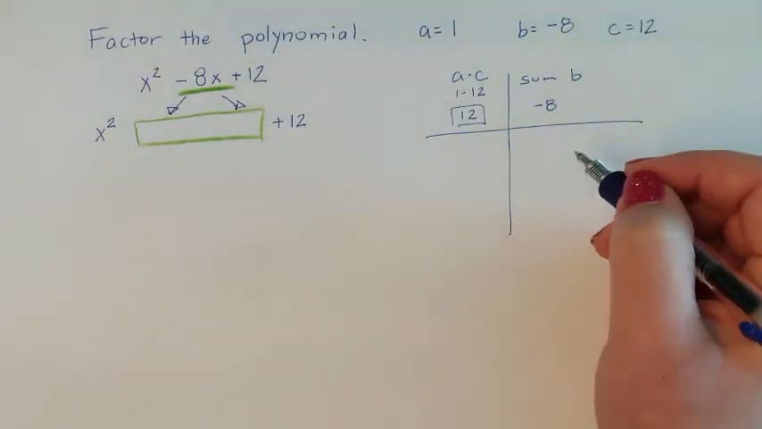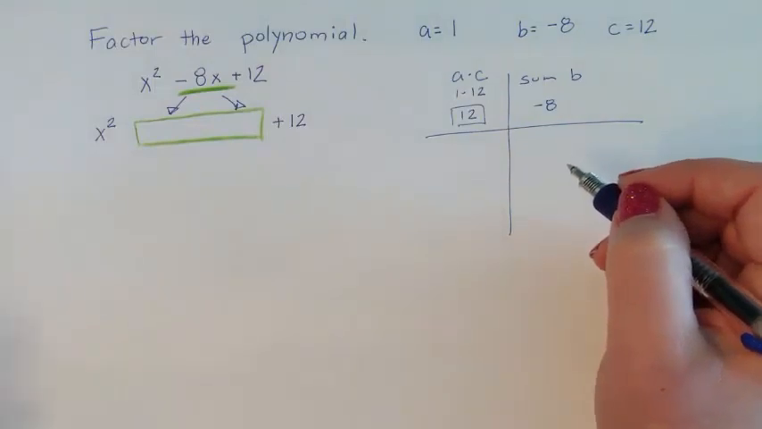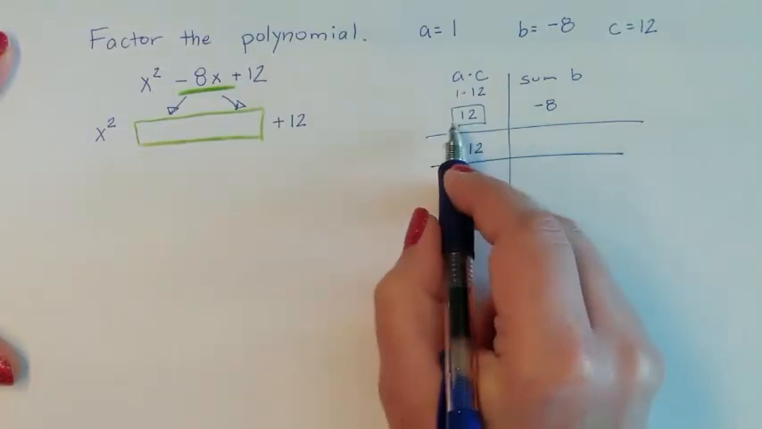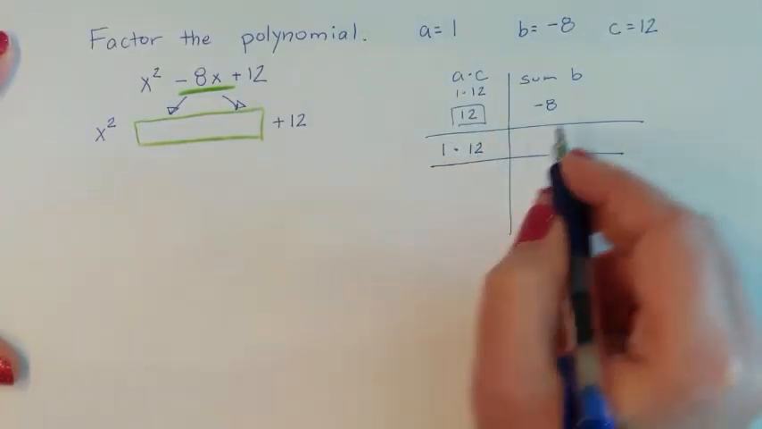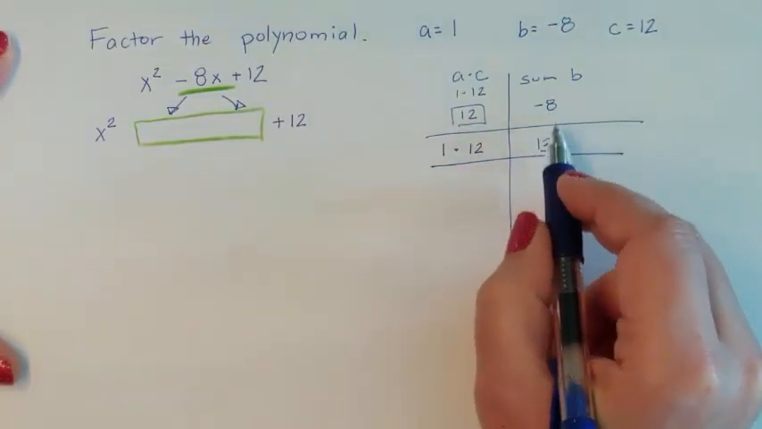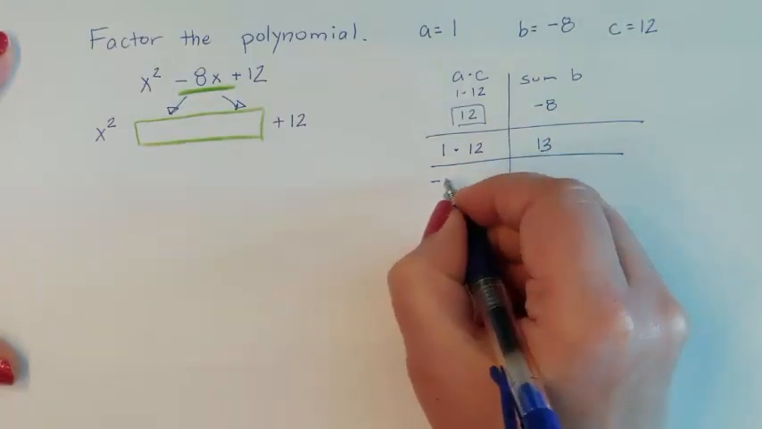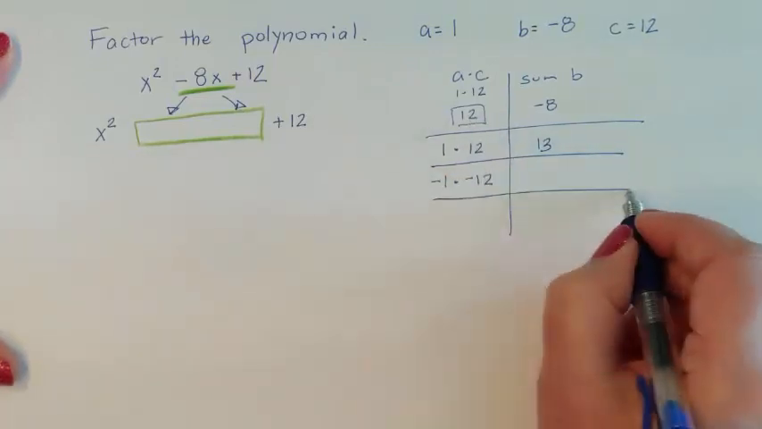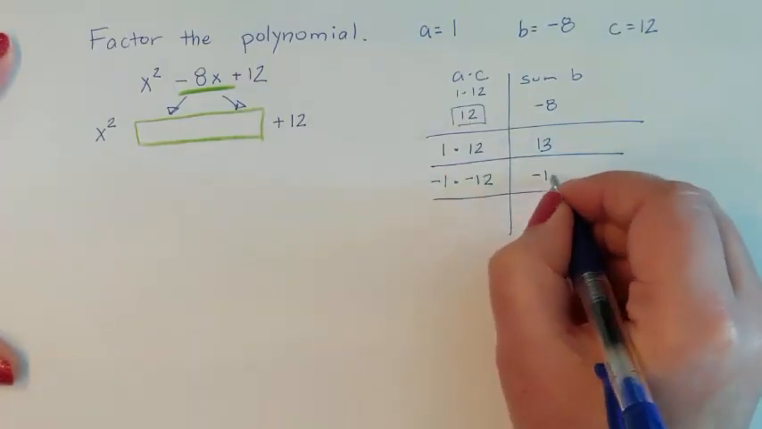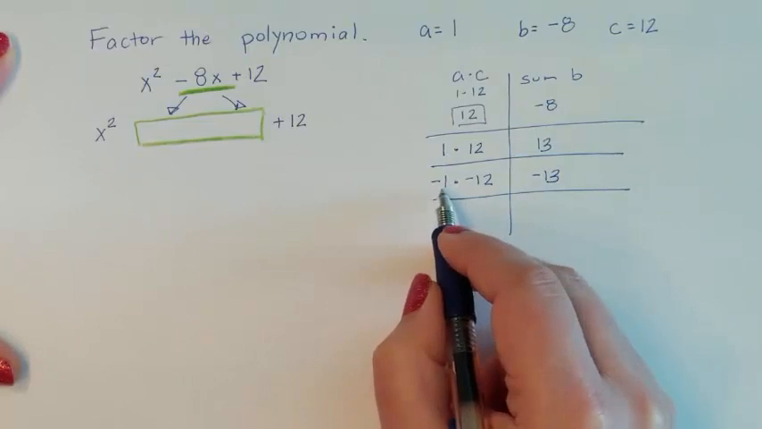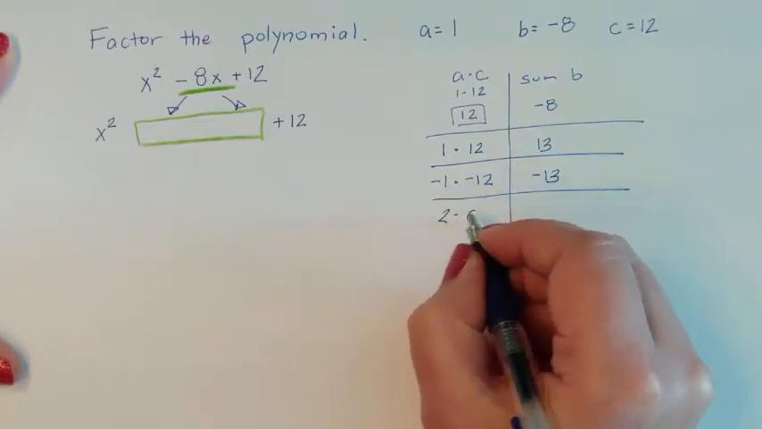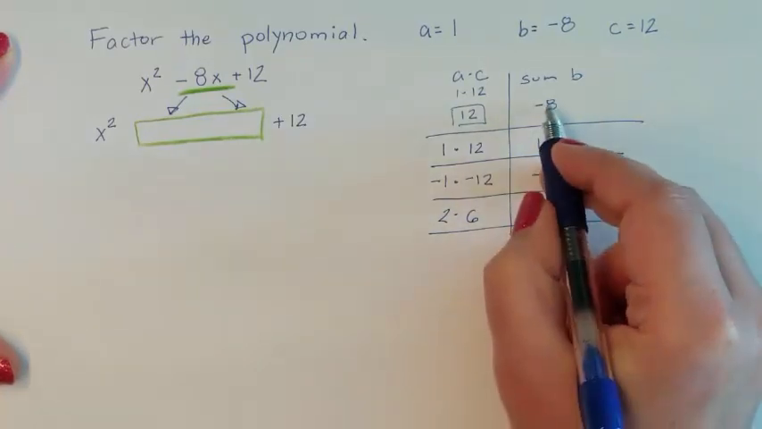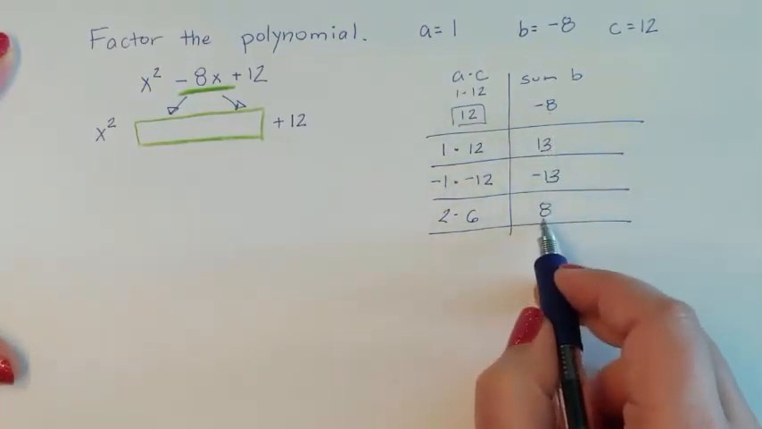If you can't come up with the 2 numbers off the top of your head, you're just going to make a full list. So start with your ones. 1 times 12 does give me 12, but when I add these together, I get a 13. I don't get the negative 8 that I need. Well, a negative 1 times a negative 12 would also multiply to give me 12, but if I add these together, I get a negative 13. The ones didn't work, so then you try the 2's. 2 times 6 multiply to give me 12, but when I add these together, I get an 8. I needed a negative 8, not a positive 8, so I'm close.